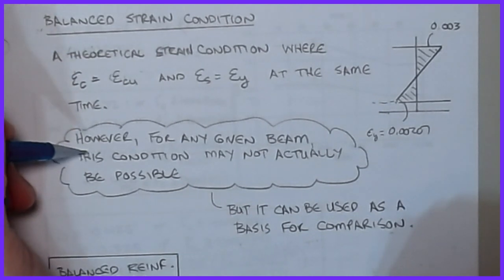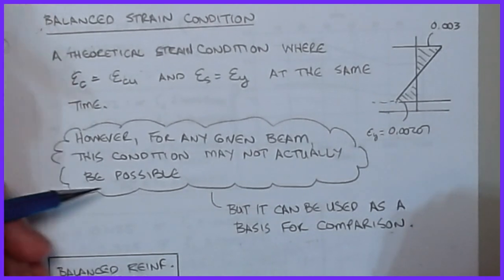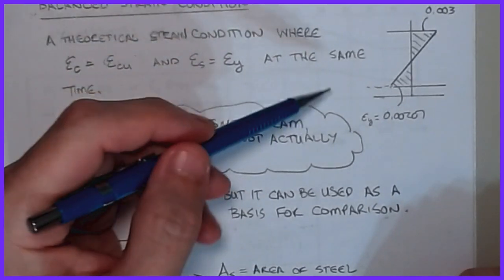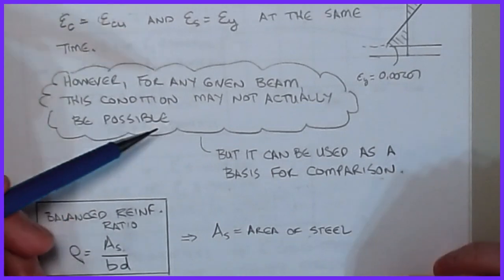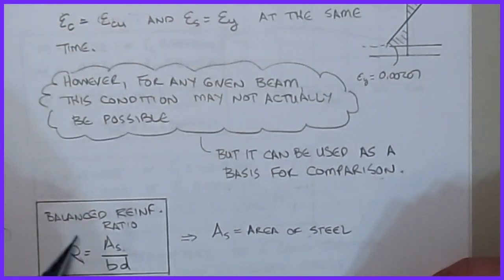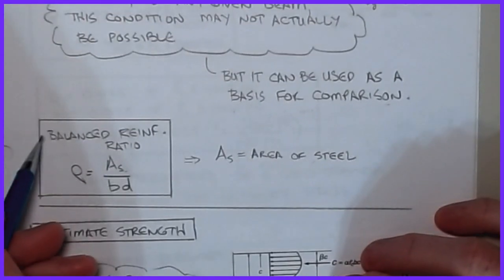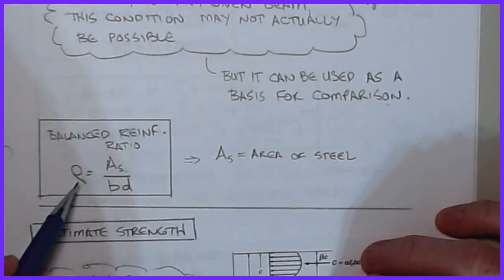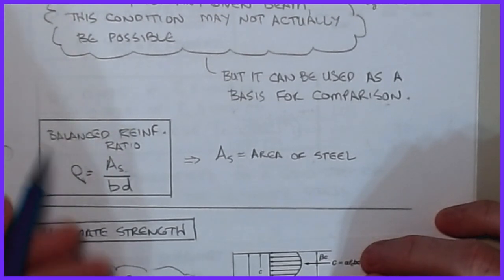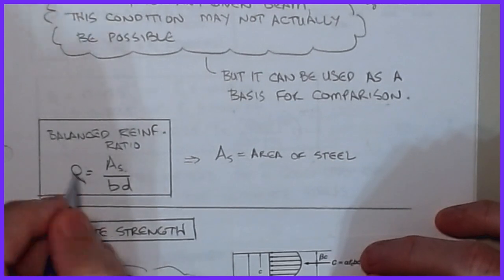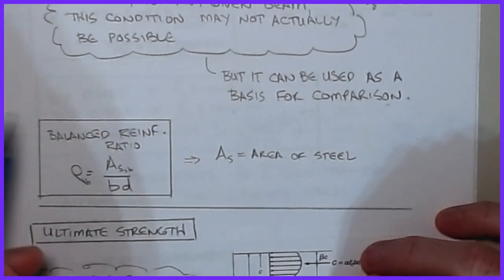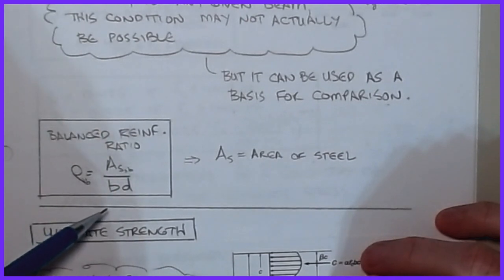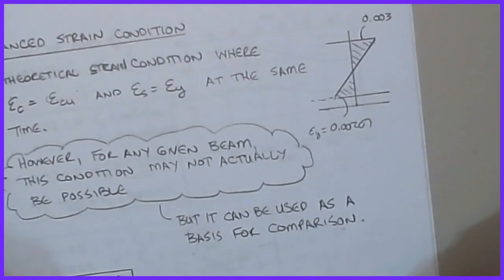So for any given beam, we may or may not be able to figure this out, but it is a very useful factor to have, and we'll use it as a basis for comparison. Now, if you remember, we defined a reinforcement ratio as AS over BD. So now we're going to define a balanced ratio, rho B, which is the amount of steel required to get us to the balanced condition.